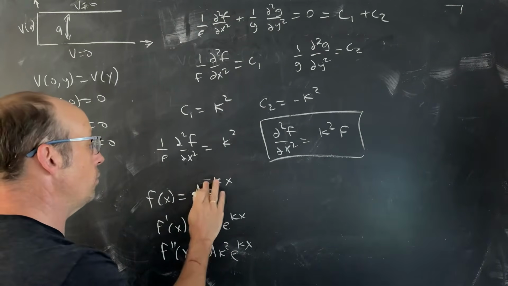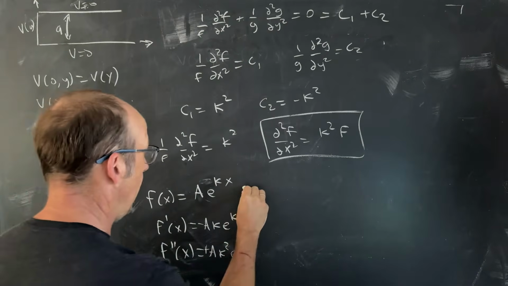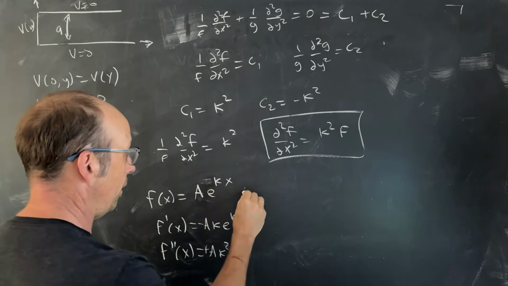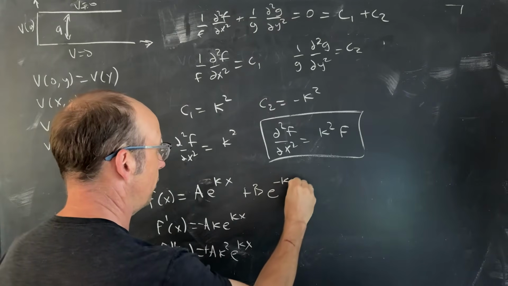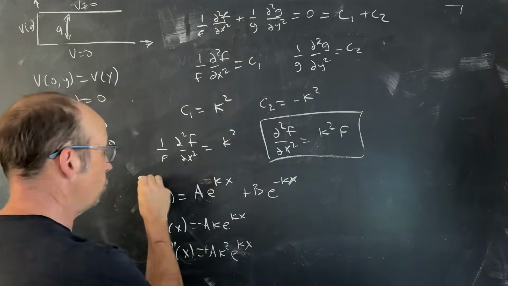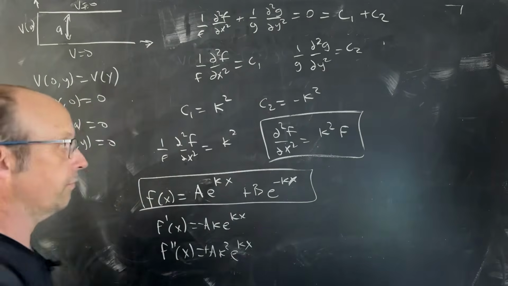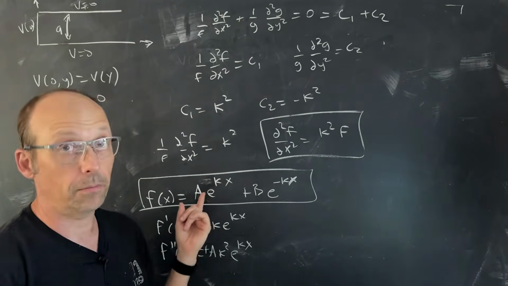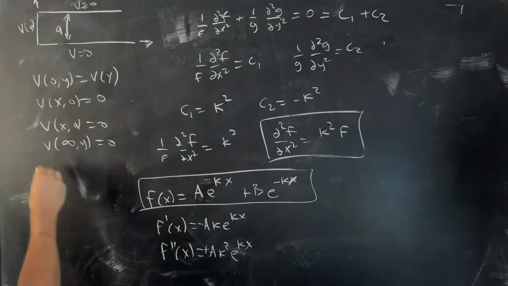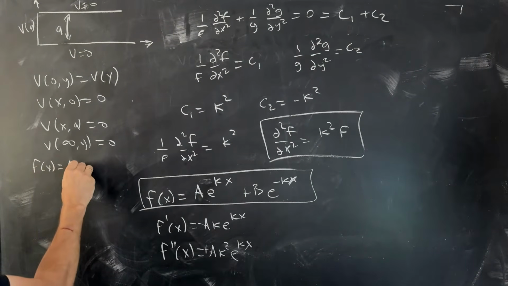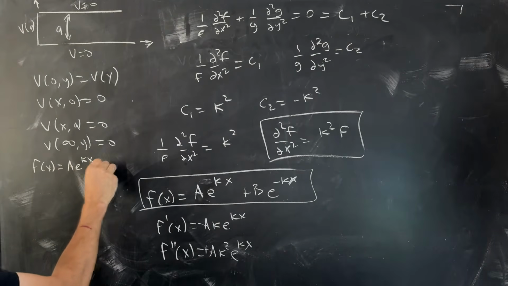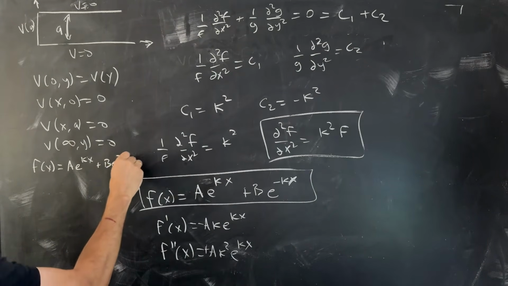So what we're going to do is include both of those solutions: a e to the kx plus b e to the minus kx. So that is a solution to my differential equation for the x component. That's kind of important. Let's put it over here. So I have these boundary conditions. Now let's say f of x is a e to the kx plus b e to the negative kx.